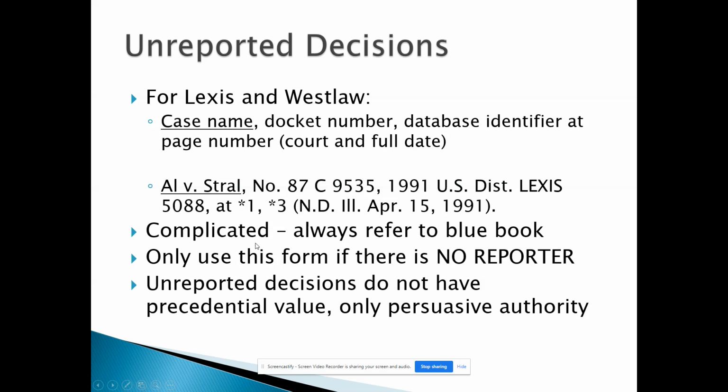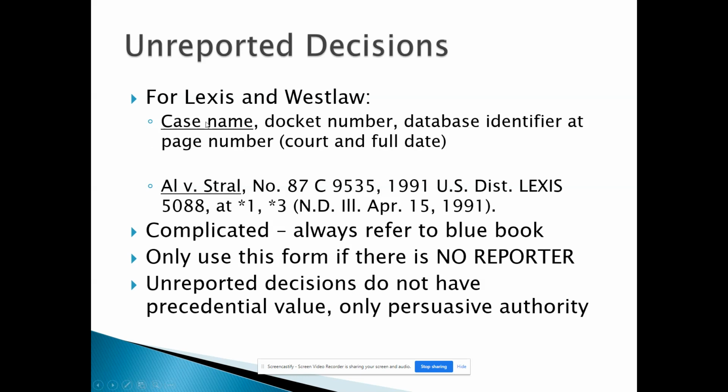Unreported decisions are hard. Unreported decisions are decisions that are usually in an online database like Lexis or Westlaw, but the panel of courts have decided they're not going to include them in their published decisions. A lot of times they are orders from a trial court in a federal court. If it's an unreported decision, there's no precedential value, so you don't usually need them. You don't usually like to cite to them unless you've got nothing else.